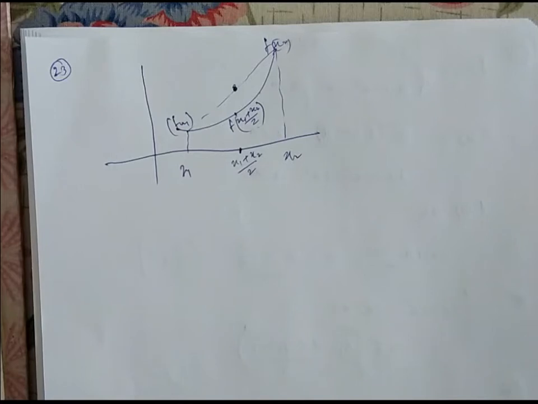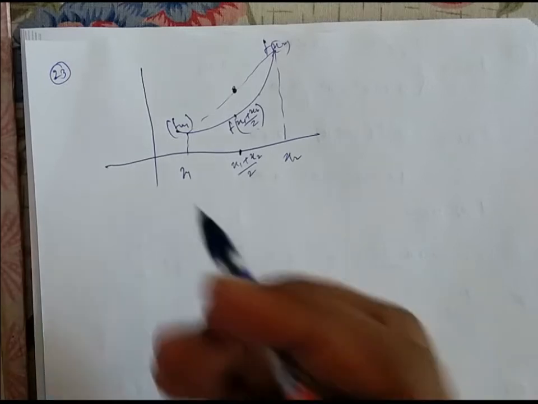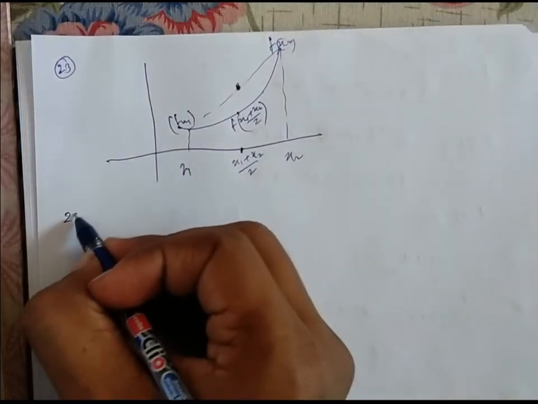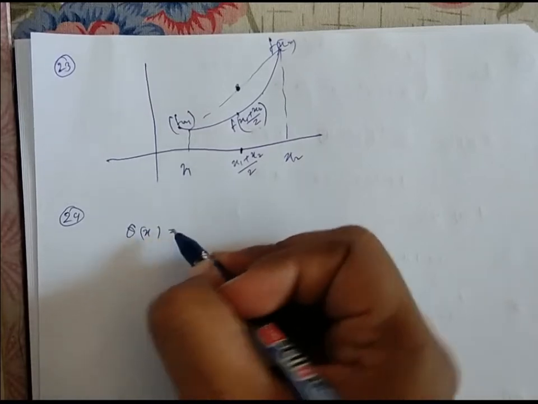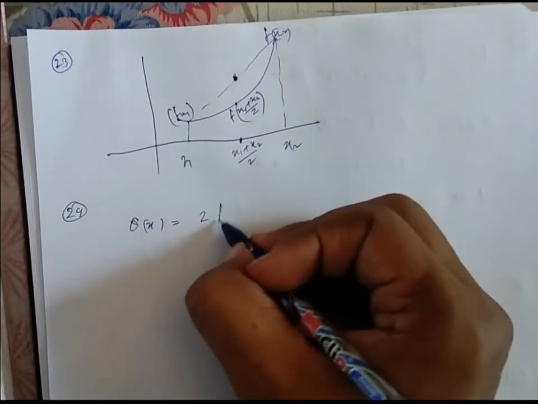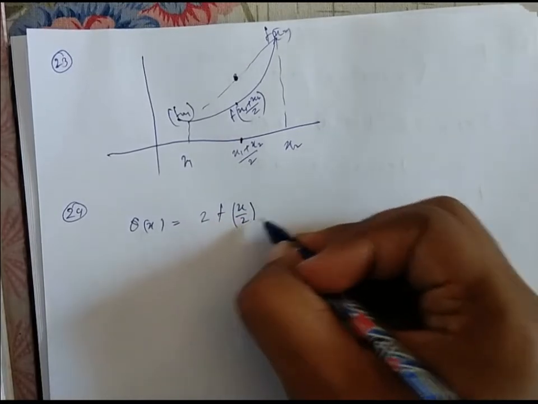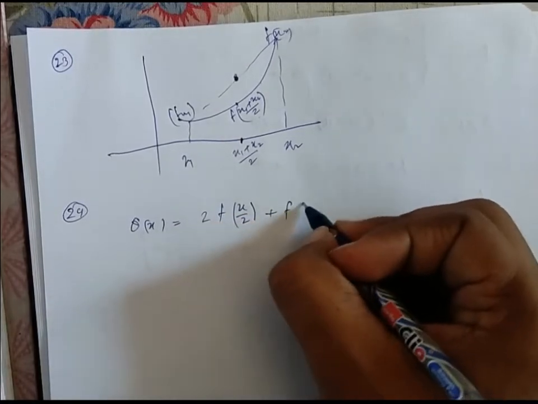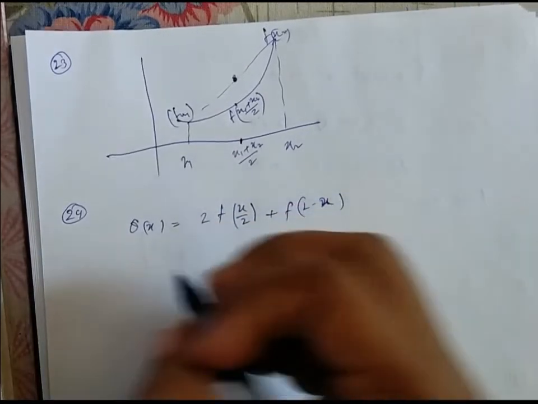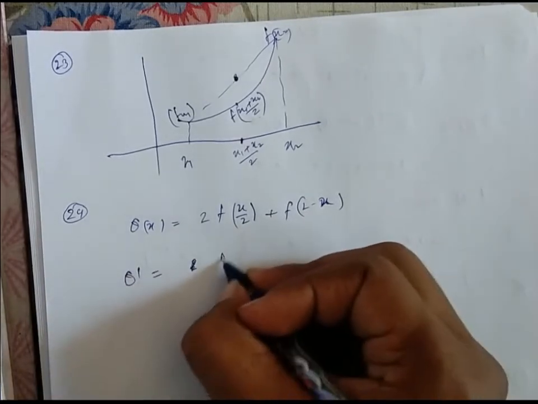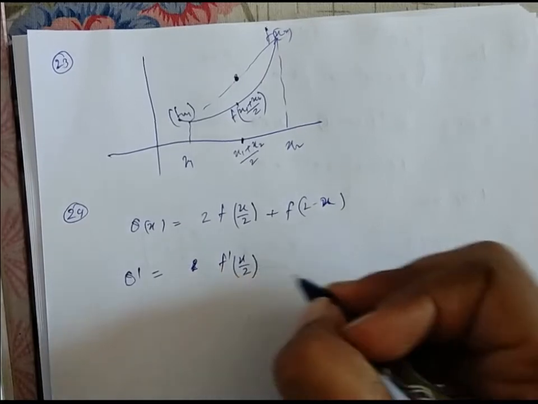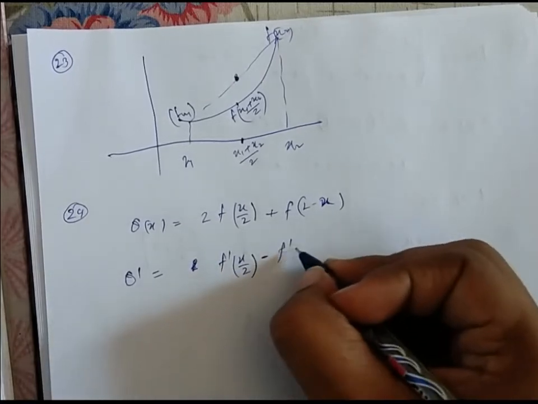Okay, moving on to the question number 24. So this question is very much similar to the question 22. Okay, so qx is equal to 2f of x by 2 plus f of 2 minus x. Let's calculate q dash first. So f dash of x by 2 minus f dash of 2 minus x.